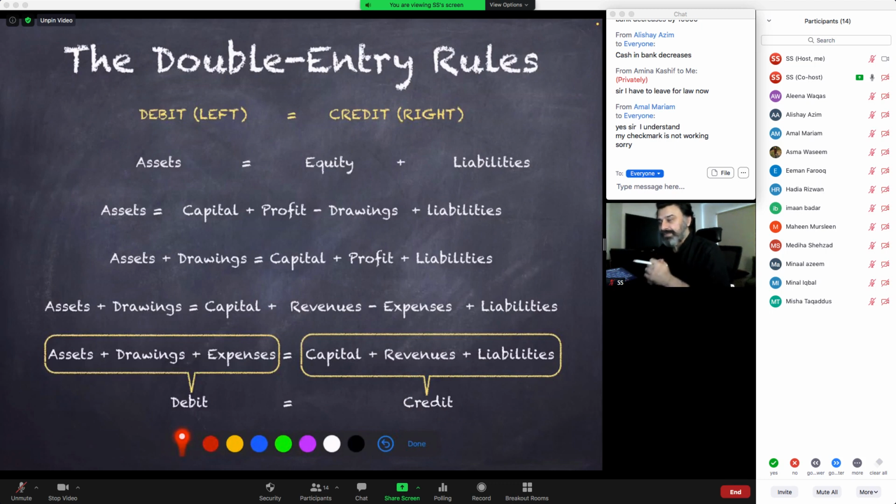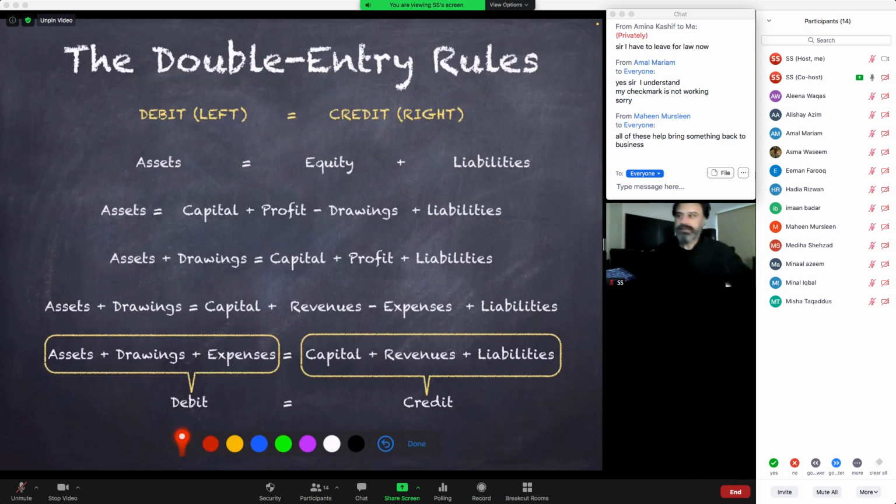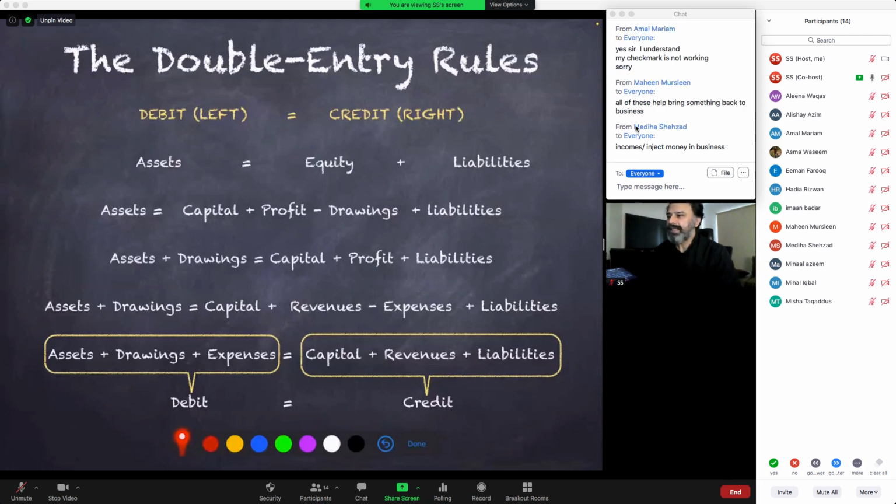It's a difficult question, but if you can detect that link, that'll be amazing. So take your time and tell me. All of them help bring something back to business. Interesting, Mahi. Interesting. Okay, let's wait for some more options here. Anyone? Incomes inject money in the business. So we are getting there.